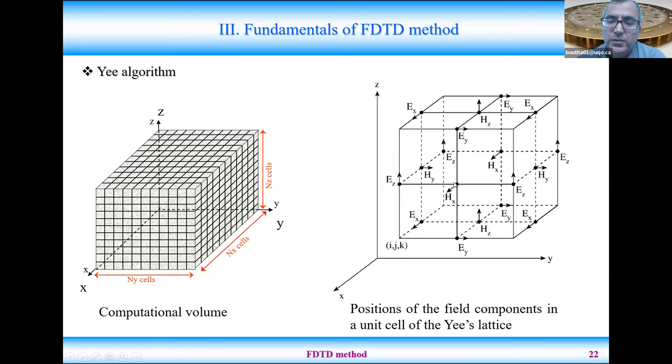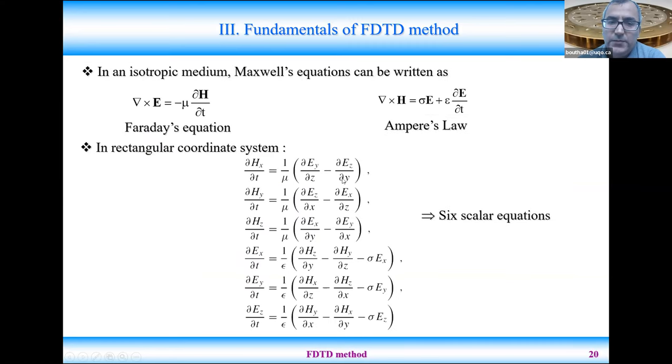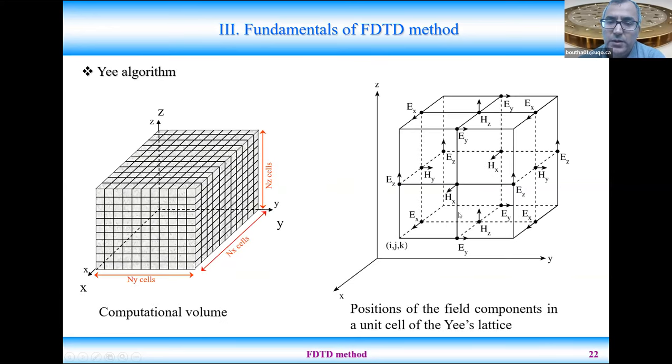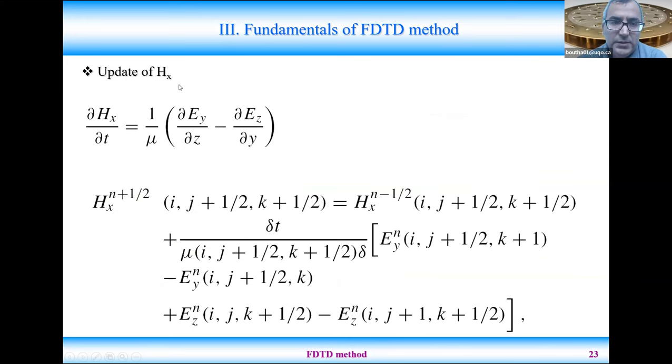So the Hx we calculate will be at half a mesh position compared to the Ez, and the same thing compared to Ey. When you calculate Hx in the previous equation, you need the Ey, which is that one and that one, and you need the Ez that is here and the Ez that is here. And the Hx will be in the middle. So let's start with the first equation. Delta Hx over delta t equals 1 over mu, delta Ey over delta z minus delta Ez over delta y. So that's the solution here, but I want to show how the solution is obtained.